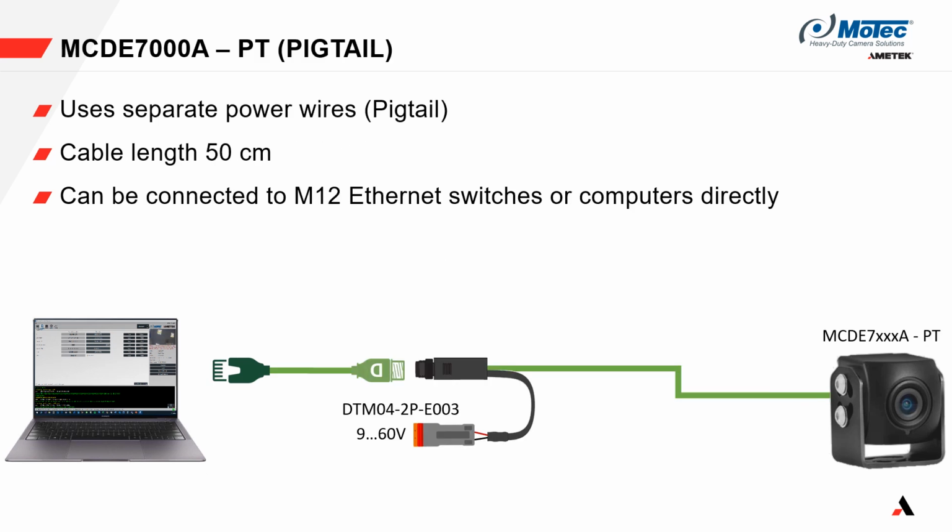Last but not least, we have the MCDe7000A PT. PT stands for pigtail, and this device comes with an integrated 50 cm long cable that splits into an M12 d-coded connector that can be connected to a switch or a cable extension, and a second connector of various sorts that can be hooked up to your local power supply, battery, or vehicle power interface.